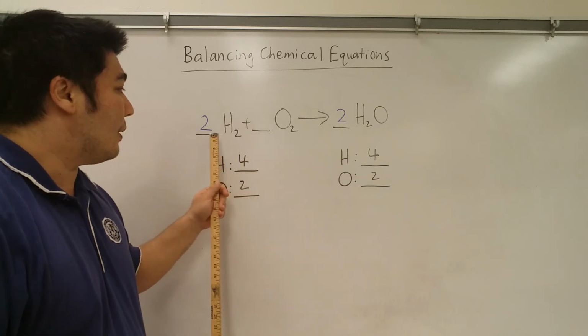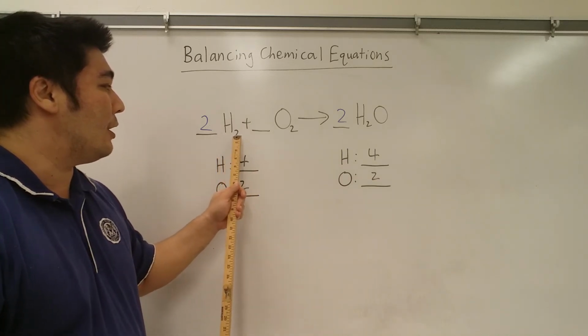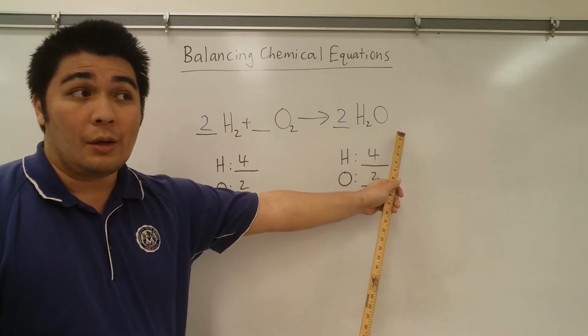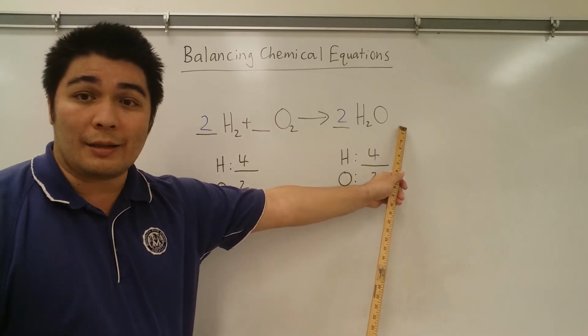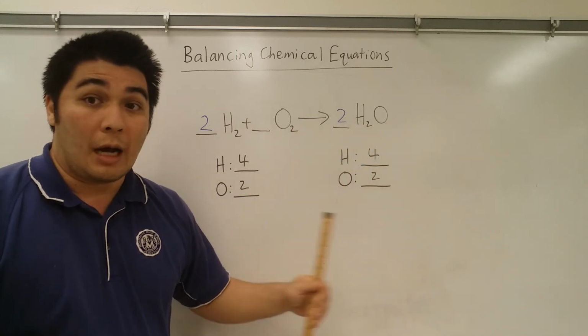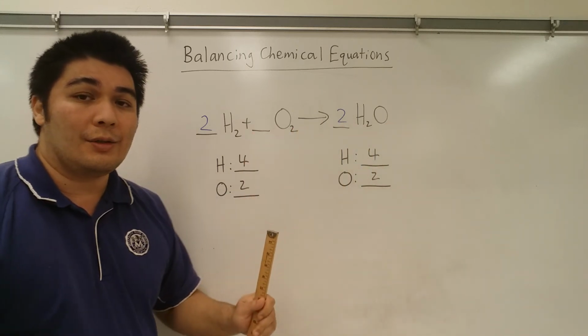So what do we do with this one? Well, we take a look at these hydrogens. H2 plus O2 gives us something with H2O. Wait, that oxygen is not balanced, because there are 2 oxygens here and 1 oxygen here. How do we deal with that? This is how you do it.